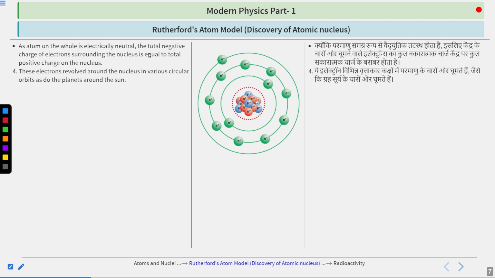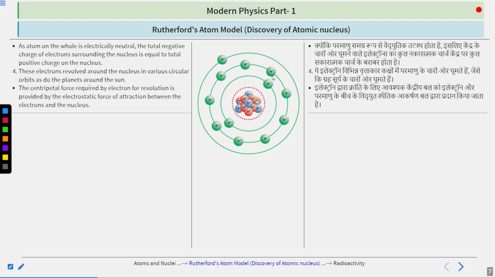These electrons revolve around the nucleus in various circular orbits, as do the planets around the sun. So here you can say, suppose this is the sun, and these are the planets. We know the planets revolve around the sun. A similar thing Rutherford said about the atom: the nucleus is at the center and the electrons revolve around the nucleus, like the sun.